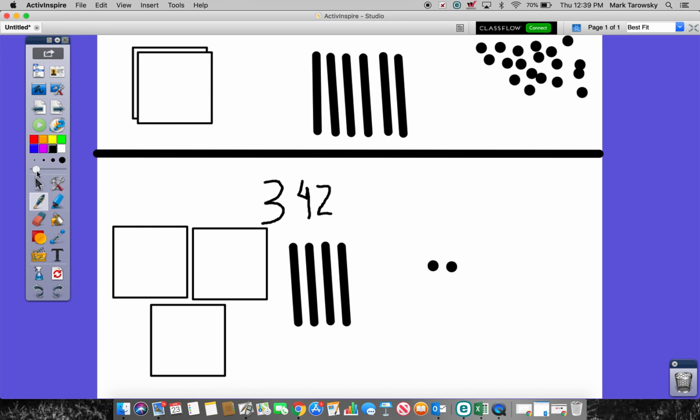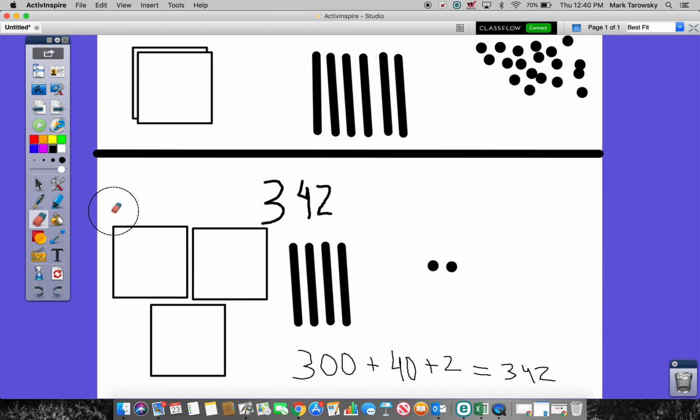So then thinking about writing that again in that expanded form, we would have 300, because we have 300s, plus 40, because we have four groups of 10: 10, 20, 30, 40, plus two more, 342. And that's going to be a step that we do as we go and work on these.